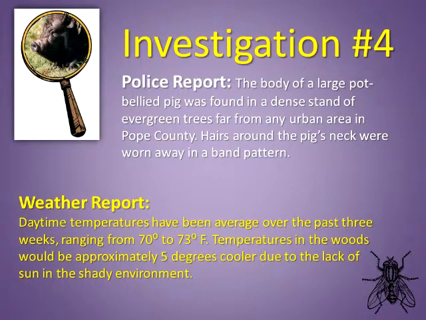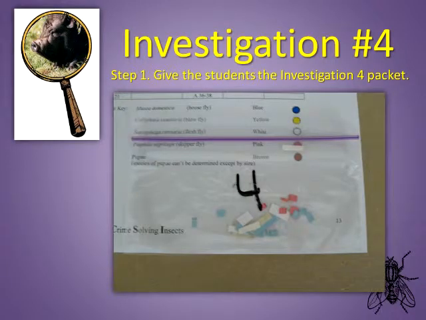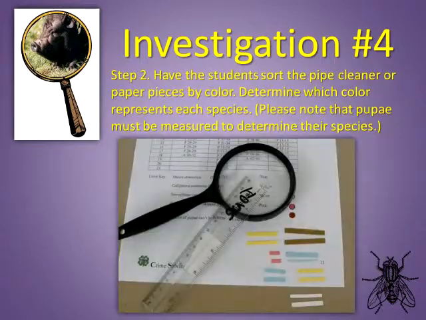Weather report. Daytime temperatures have been average over the past 3 weeks, ranging from 70 to 73 degrees Fahrenheit. Temperatures in the woods would be approximately 5 degrees cooler due to the lack of sun in the shady environment. Step 1. Give the students the Investigation 4 packet. Step 2. Have the students sort the pipe cleaner or paper pieces by color.